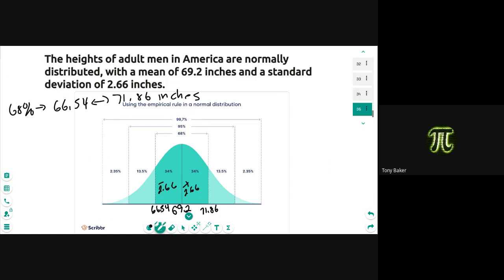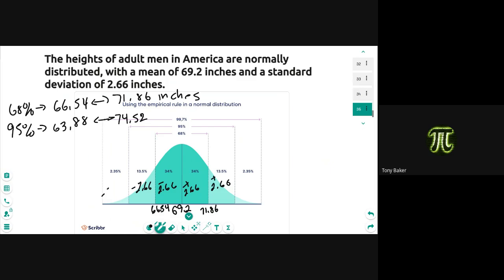So we do the same thing again for the next one. We add 2.66 and we subtract 2.66. So 95% will be between. I really should just keep my phone out and actually do it out. Okay. And what's the lower side? 63.88. Okay. So 95% of all men are between 63.88 and 74.52.